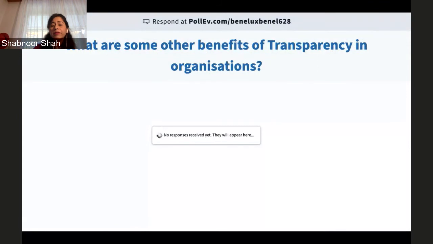What are some other benefits of transparency you can think of? How do you think you, as a leader, as a team, as an organization, can benefit from incorporating transparency in your ways of working in your organizations? Let's take a moment and see what entries come in.